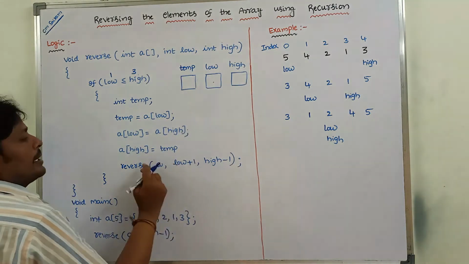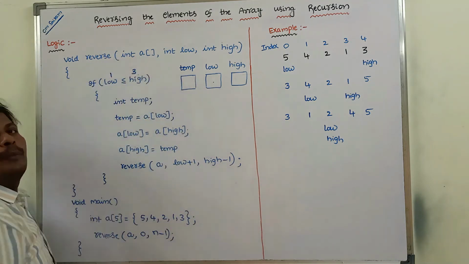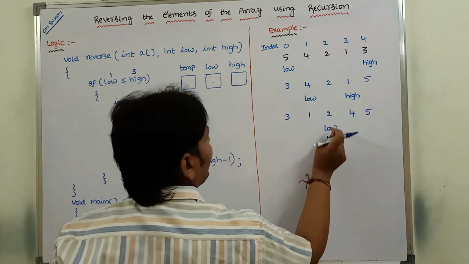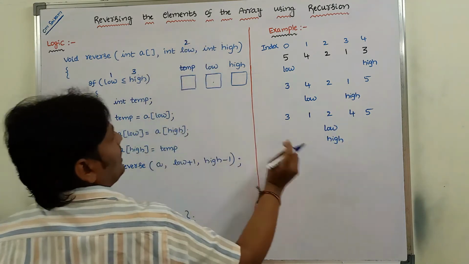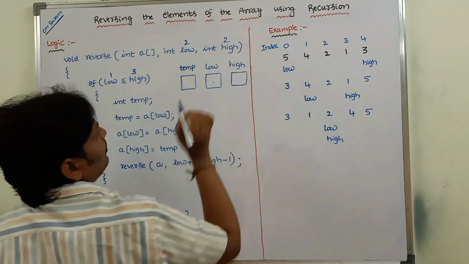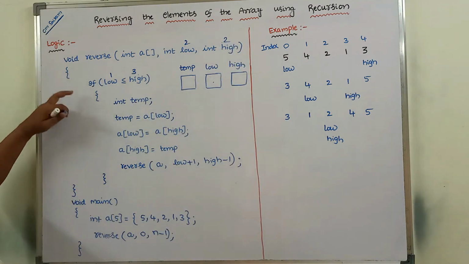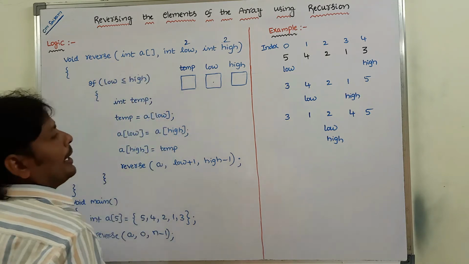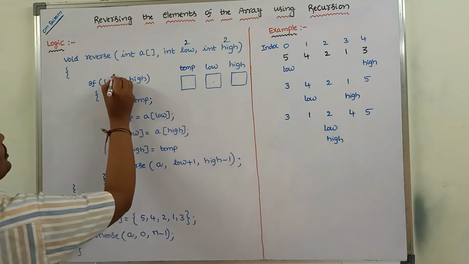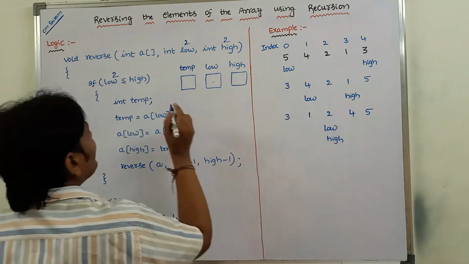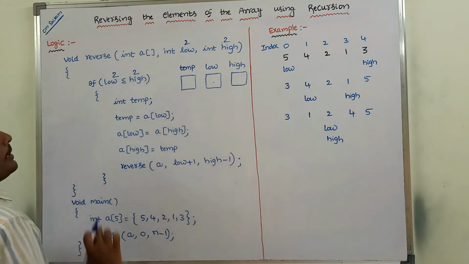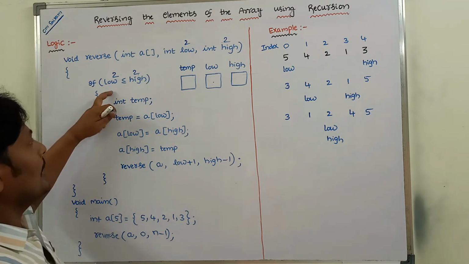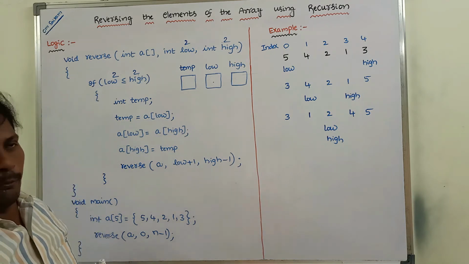After completing this step, again we are calling the same reverse function. Reverse int a, int low, what is the low index value? That is 2. What is the high index value? That is 2. Now the control goes to the body of this function. If low is less than or equal to high, 2 is less than or equal to 2. The condition is true, so the control goes to the body of the if block.